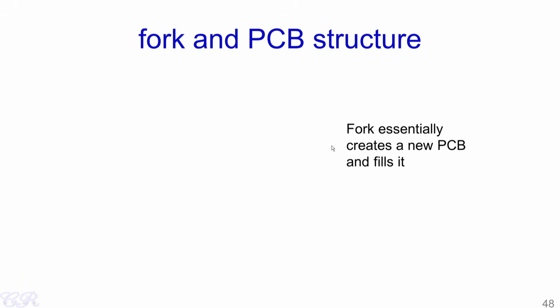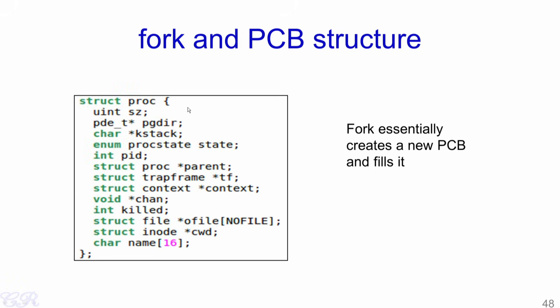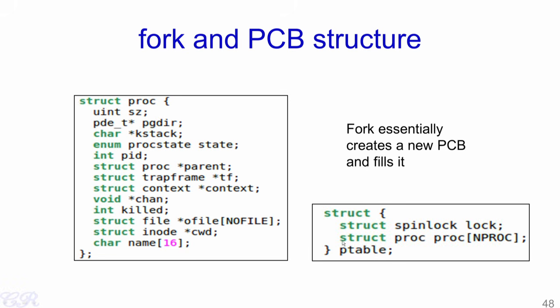Inside the operating system, fork essentially creates a new process control block and fills it. Recollect that in xv6, the process control block or PCB is defined by a struct proc as shown over here. Fork fills up the various elements of the struct proc corresponding to the new child process created. Recollect also that there is a ptable defined in xv6. The ptable contains an array of procs. The size of the array is NPROC, which is the total number of processes that can run at a single time in the xv6 OS. Every process is allocated one entry in this ptable.